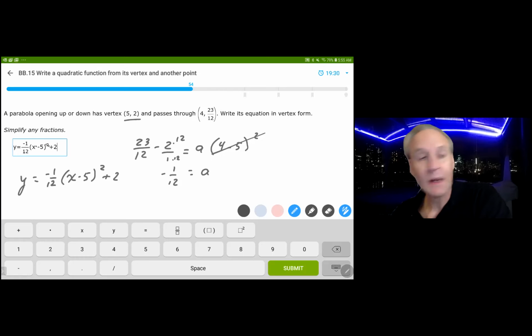And I am all done. Looks good. Now, the way you can test this is you can say, well, if I put in x equal to 5, do I actually get a 2 out of this? And I do. Testing this one would be a little more challenging, but there it is.